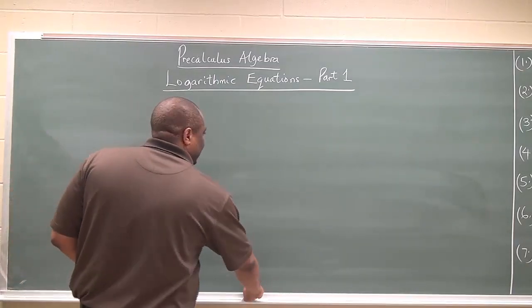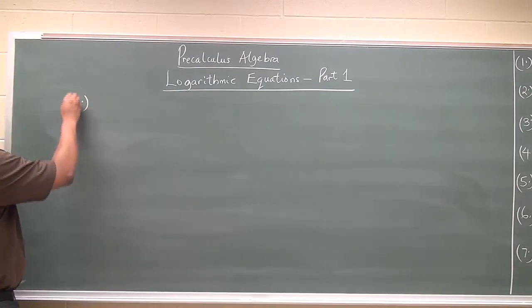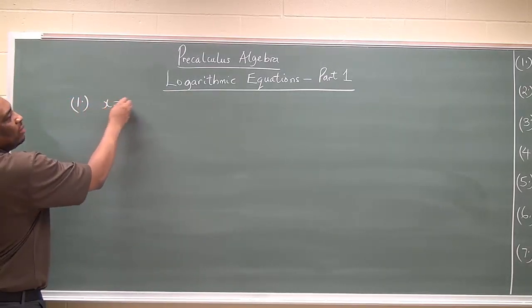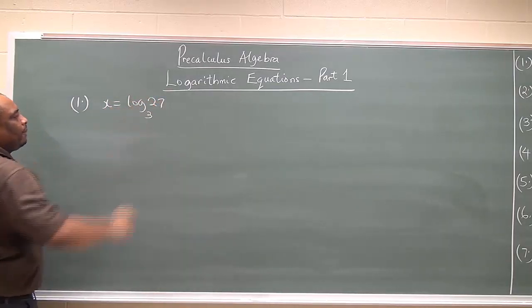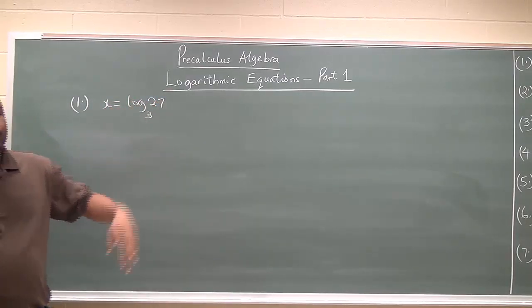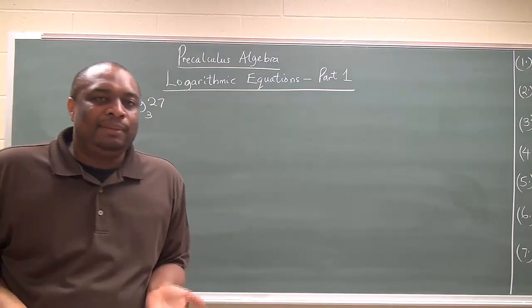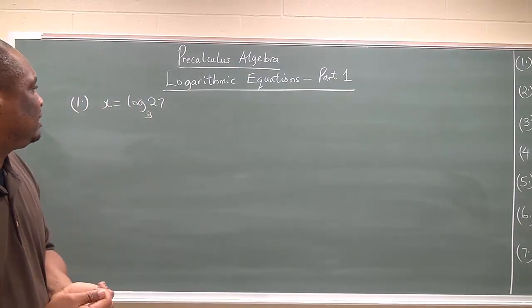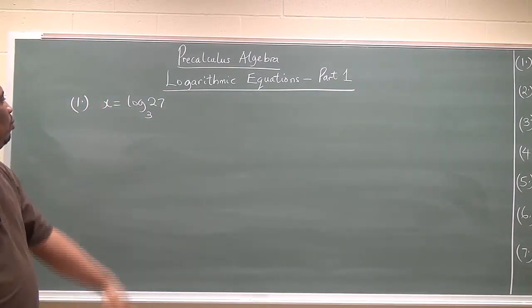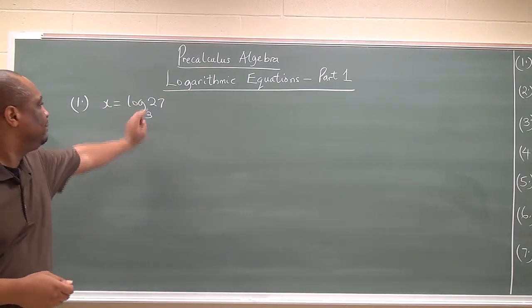Okay, so let's begin with the problems we have here. Question one: x is equal to log 27 base 3. Now, why is it called logarithmic equations? It is simply an equation that involves logarithms. So that's why. Here we are asked to find x. x is log 27 base 3.